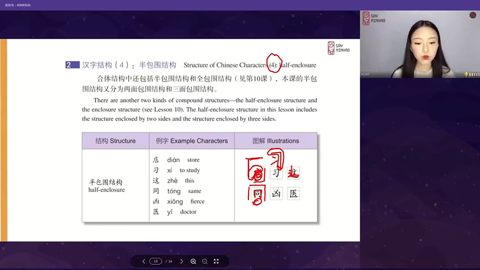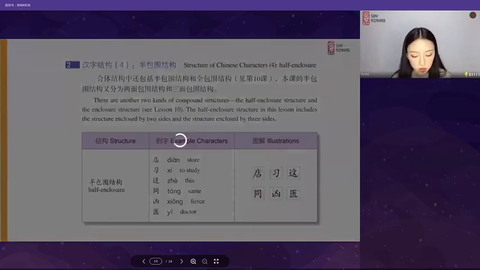Next one, xiong. Xiong, which means fierce. You can see this part is enclosing this cross inside. So it is enclosing the left, the bottom, and the right side. And for yi, the doctor, yi, the doctor and the hospital, we can see this character inside. And this part is closing the up, left, and bottom part of this character. So this is the half enclosure structure. Okay, half enclosure. It is not closing the whole character. It is closing half of it, part of it.